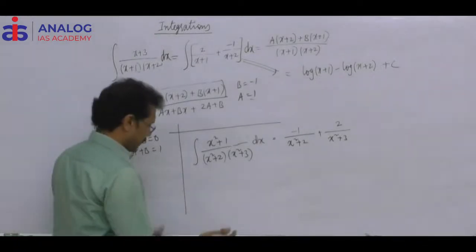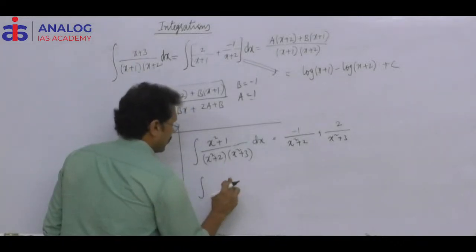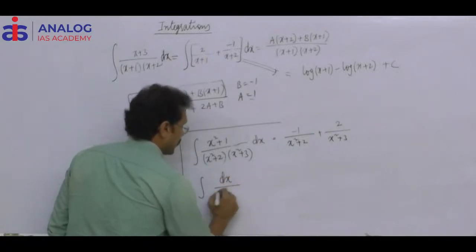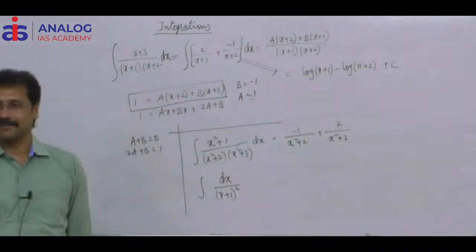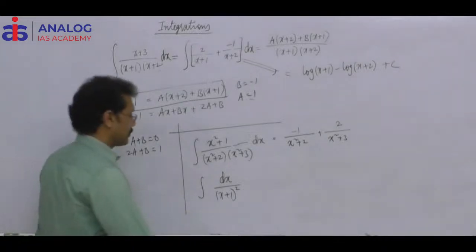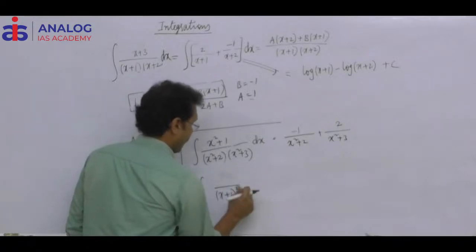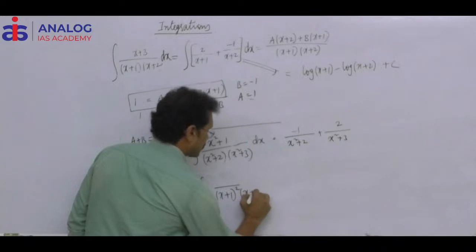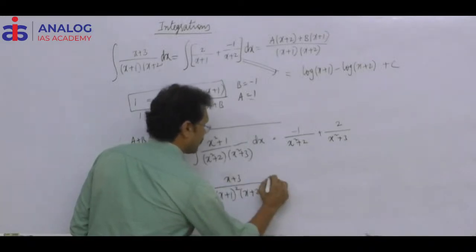Another one I will give, because this is another variety of partial fractions. Integral, suppose, dx by x plus 1 whole square, of course this is an easy one anyway, into x plus 2 also, and in the numerator I will put x plus 3. I am trying to complicate, that's it.